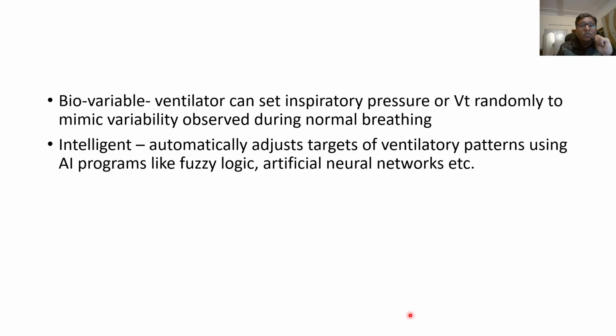Then two other more advanced targeting schemes are biovariable and intelligent. In biovariable, the ventilator can set the inspiratory pressure or tidal volume randomly to mimic the variability it observes during normal breathing. Intelligent is automatic adjustment of the ventilatory pattern using AI programs like physiologic models, artificial neural networks, etc. Examples of this would be IntelliVent ASV, and it is very rarely used in day-to-day practice.